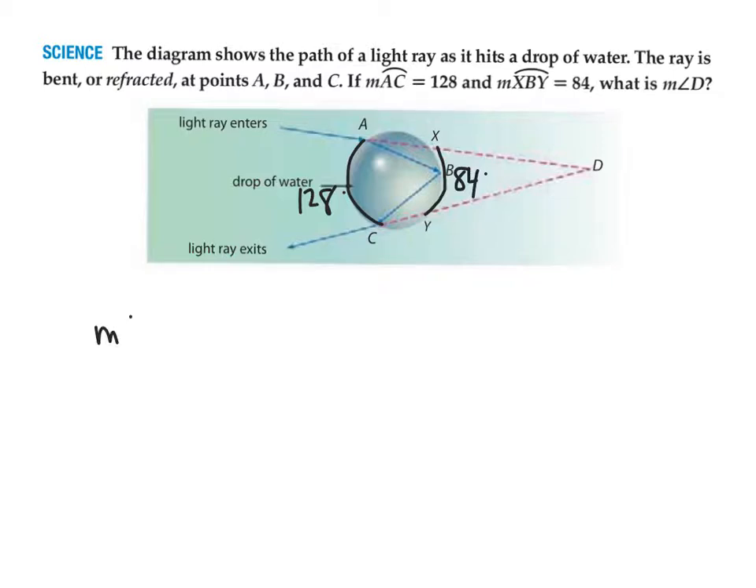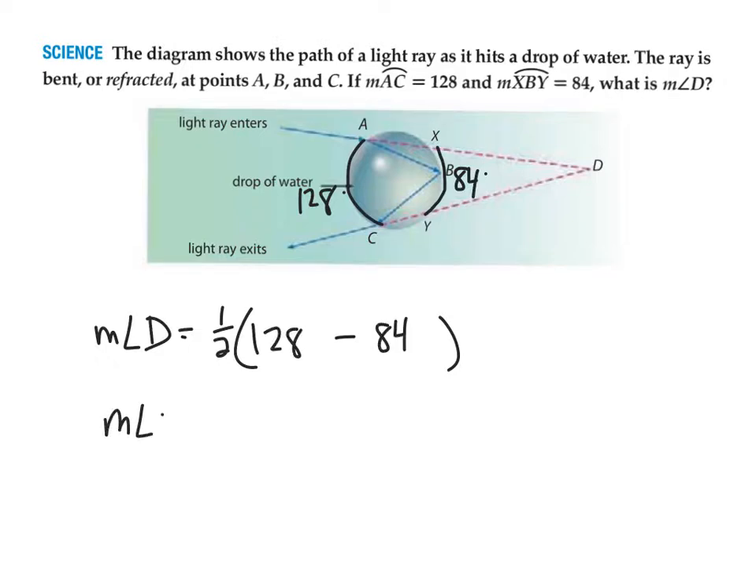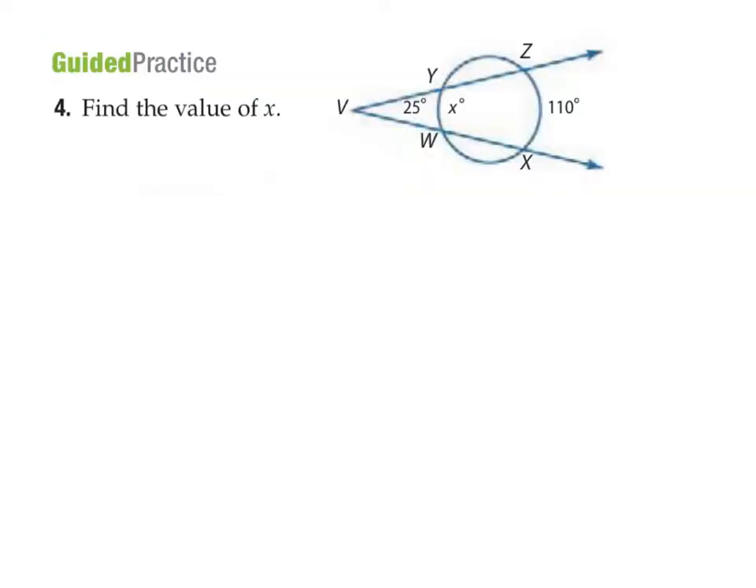The measure of angle D is half of the difference of the two arcs, 128 and 84. So we're just going to put this into our calculator and we get 22. The measure of angle D is 22 degrees. All right, here's one for you guys to try. Go ahead, pause the video, try to solve this problem, then you can check your answer.